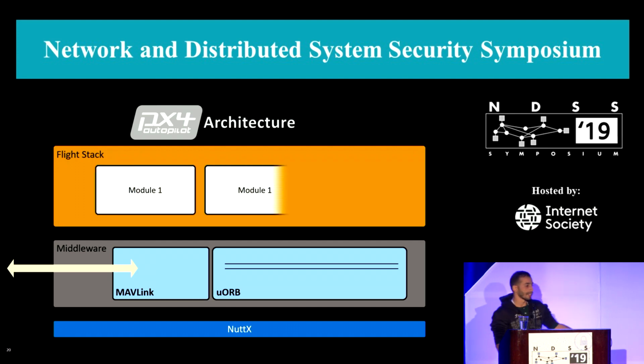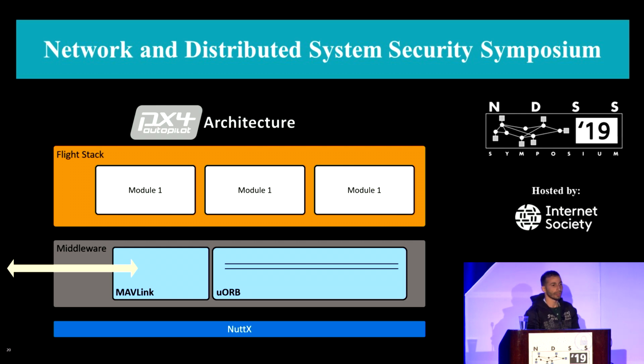The flight stack has the software modules that do the control of the drone. If a module wants to communicate to another module, one module registers at the uORB as a publisher for a type of data, and any other module that is interested in receiving this data also registers as a subscriber for this type of data. And then when this data is available, the middleware notifies the other module that the data is available.